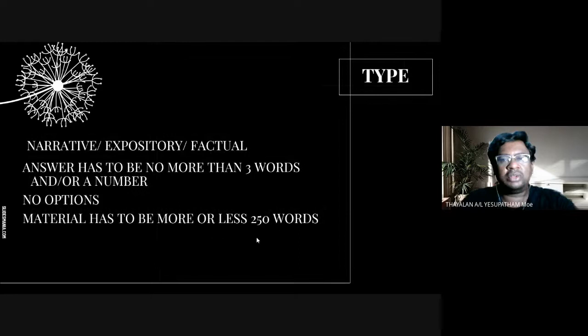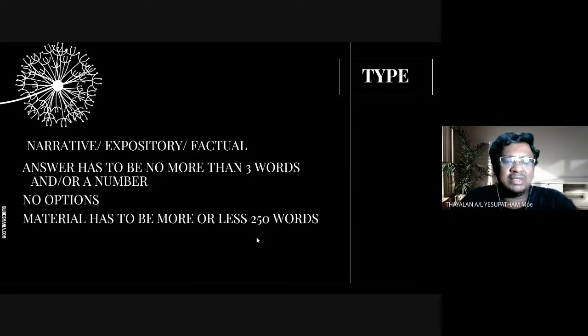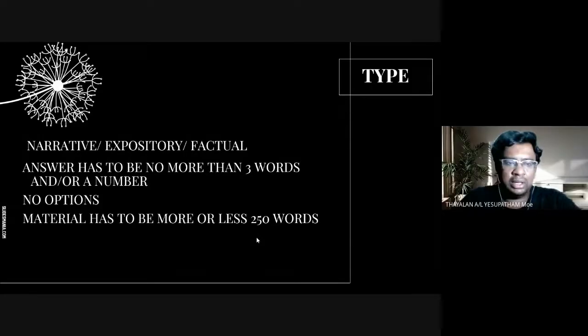Now, let's look at the type. It is the text that is used, right? The text that is used for information transfer could be a narrative text. Narrative means story. Could be an expository, okay? Could be a descriptive text, or it could be a factual text, okay? Now, the answer has to be no more than 3 words and or a number. So remember, your answer must only be 3 words.